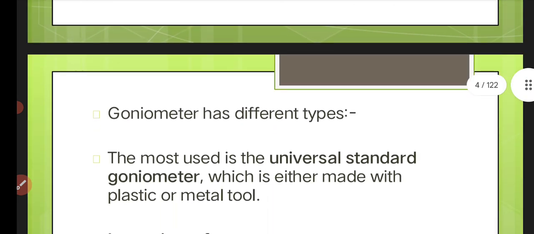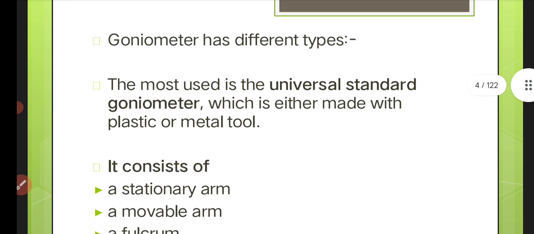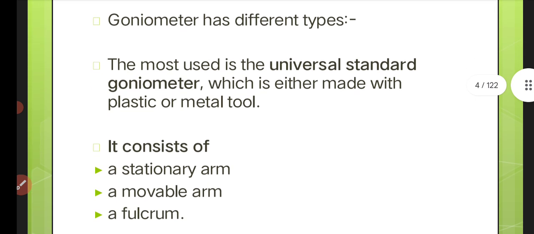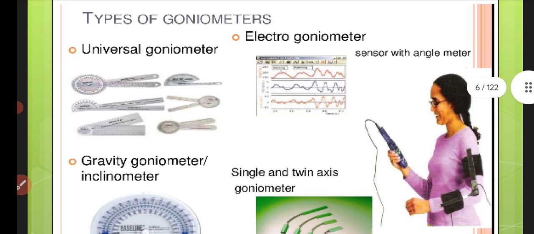Now the goniometer is of different types. We will study it later on in this channel, the goniometer types. First we'll go about the uses of the goniometer.